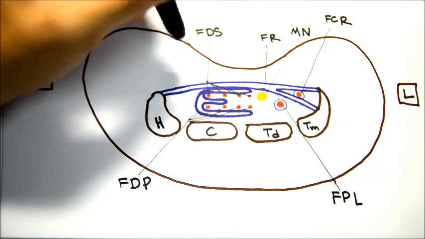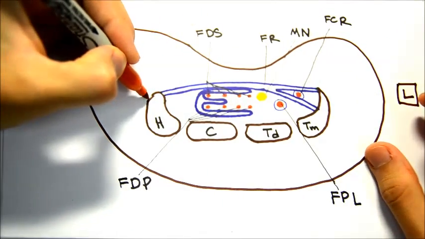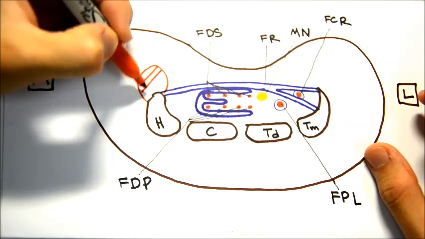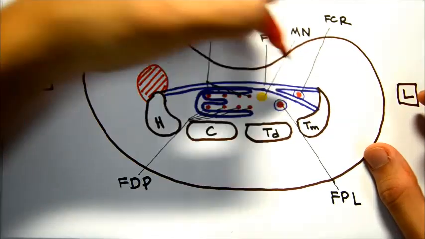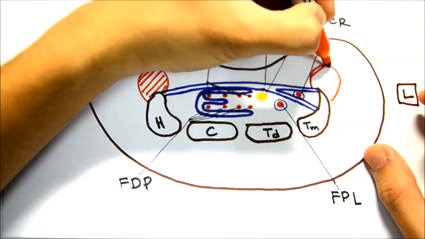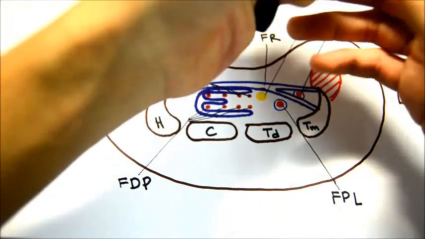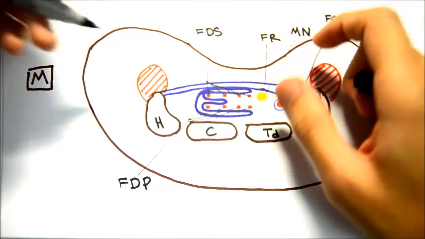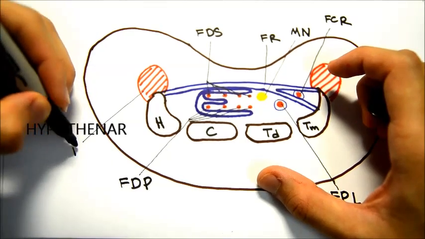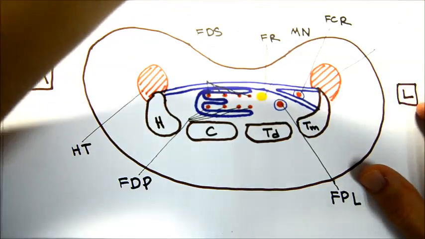However, we'll just add some more structures for completeness. First one, above the hamate bone we have a muscle called the hypothenar muscle, which is a collection of muscles, and above the trapezium we have a similar structure called the thenar muscle. I'll label first in case I forget. This one, again initials, hypothenar, and this one thenar.